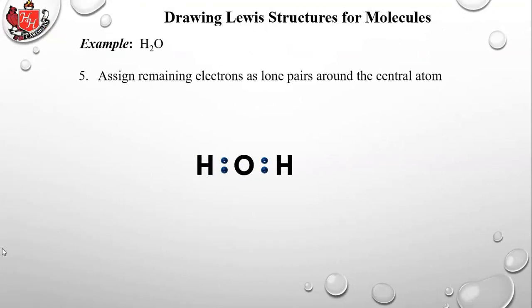Assign remaining electrons as lone pairs around the central atom. So we can go ahead and do that. And there we did that. We added 2 lone pairs on the top, 2 lone pairs on the bottom.